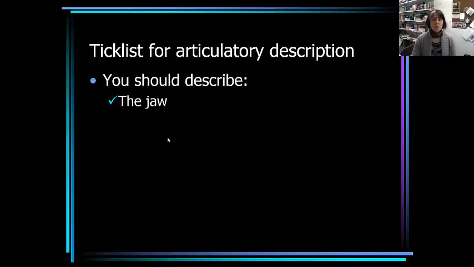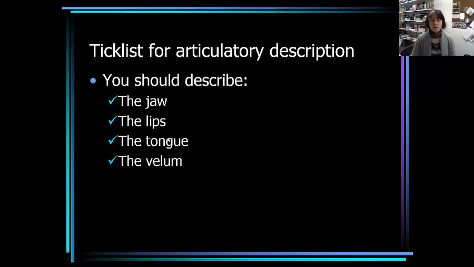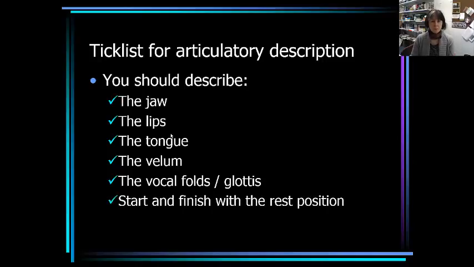When you are doing an articulatory description, you need to describe the jaw, the lips, the tongue, the velum, the vocal folds or glottis, and you need to describe what these are doing at each stage. You should start and finish with the rest position, and this is something we'll be covering later.